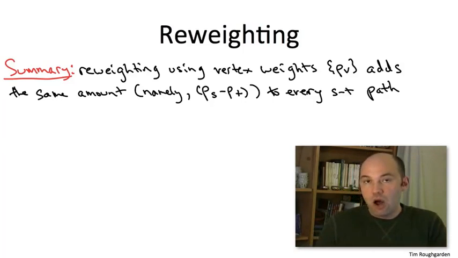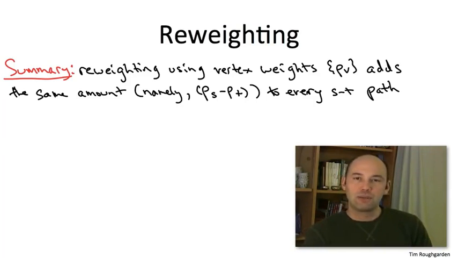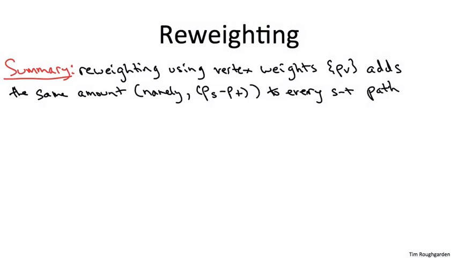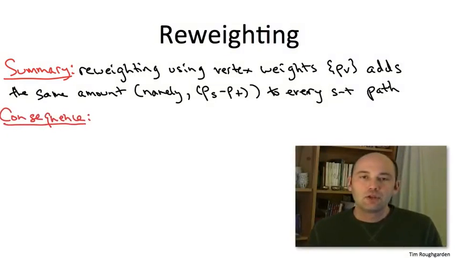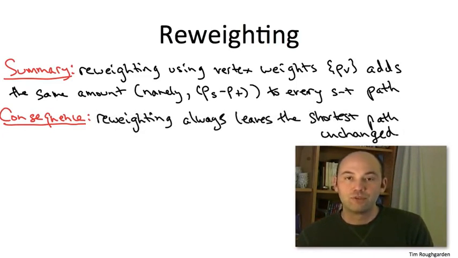If you're lucky, and all of the paths between an S and a T have exactly the same number of edges, then you shift them all by exactly the same amount, and you preserve the ordering of the paths. But what do we see here? We see that under no assumptions whatsoever about what the paths between S and T look like, node reweighting shifts every single path from S to T by exactly the same quantity, the difference between P sub S and P sub T. Well, since reweighting changes the length of every path by exactly the same amount, that means it preserves the shortest path. Whatever was the shortest path previously is still the shortest path after we've done reweighting.